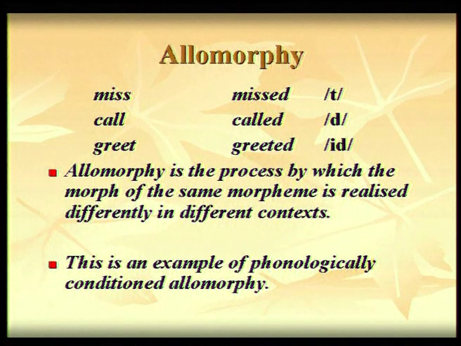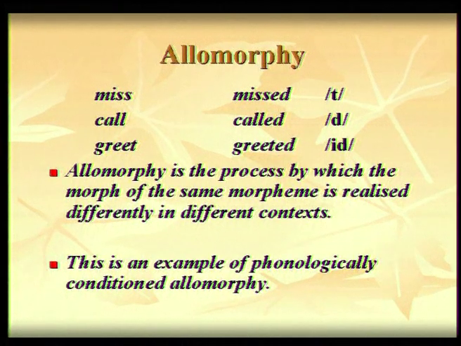That is, if you have a word greet which ends with the sound t, the past tense morph is realized as greeted. Allomorphy, therefore, is the process by which the morph of the same morpheme is realized differently in different contexts. This is an example of phonologically conditioned allomorphy.